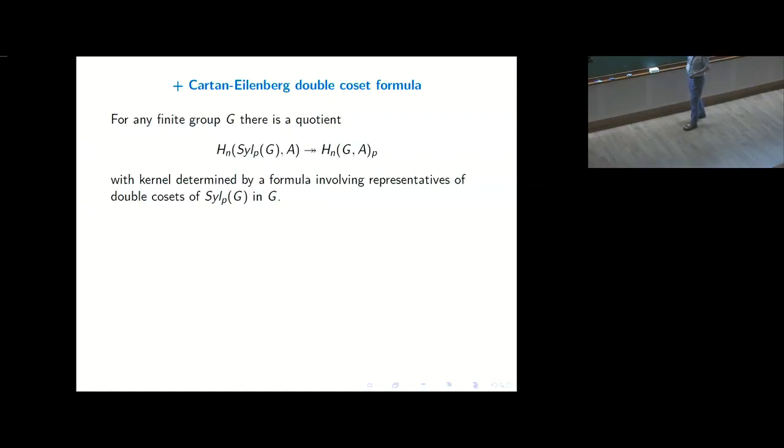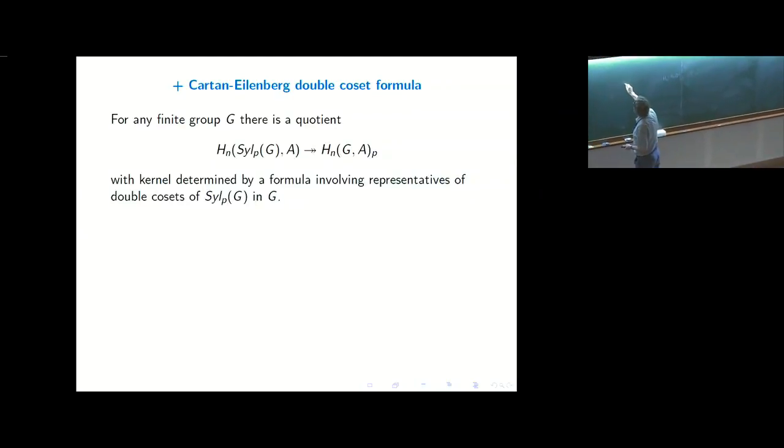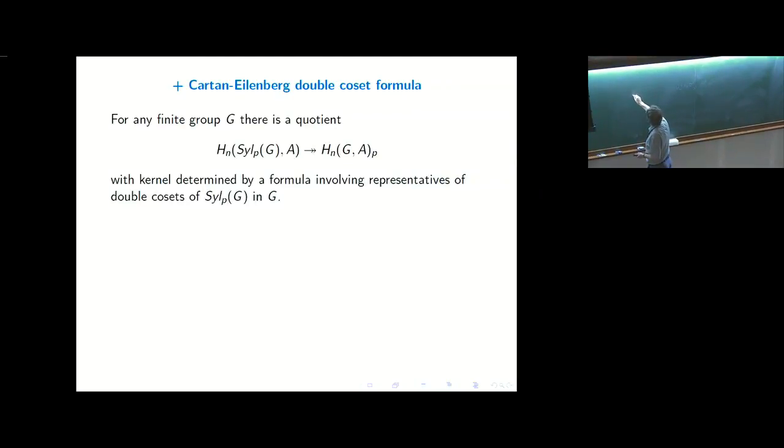So you can say, let's just look at the p component of that group, first of all. If we calculate it for each prime, you only have to run through the primes dividing the order of the group. And it's known that if you take the p subgroup for that group G, then there's a surjection. So if you could calculate this homology, you're getting close. You know that what you really want, the p part, is a quotient.